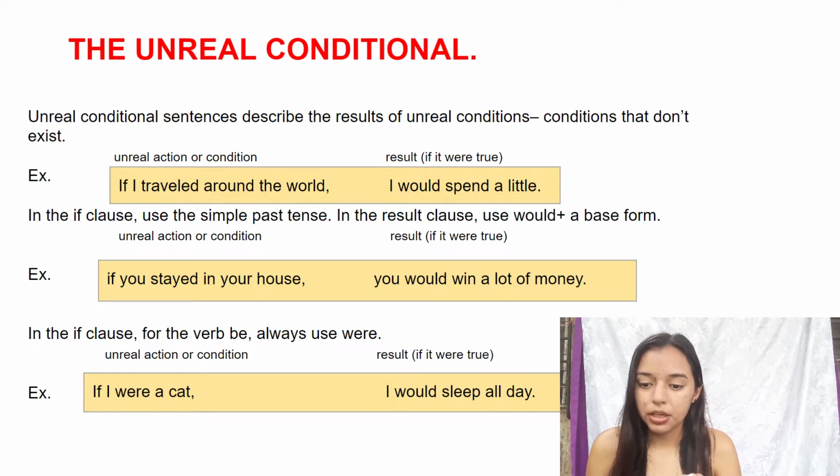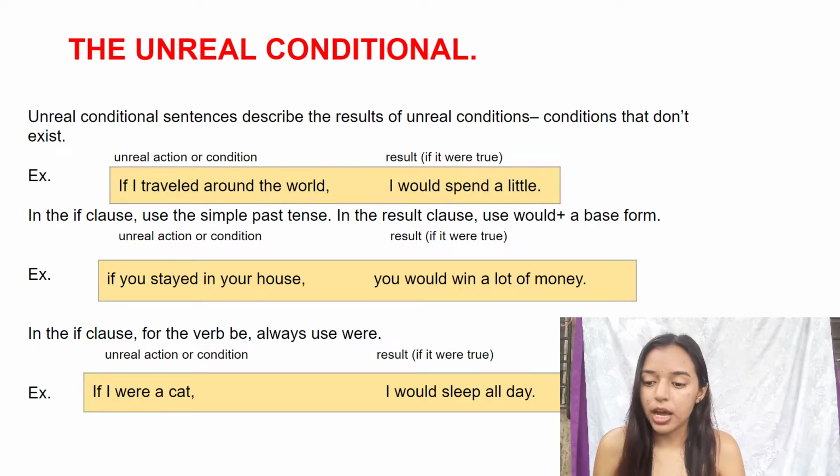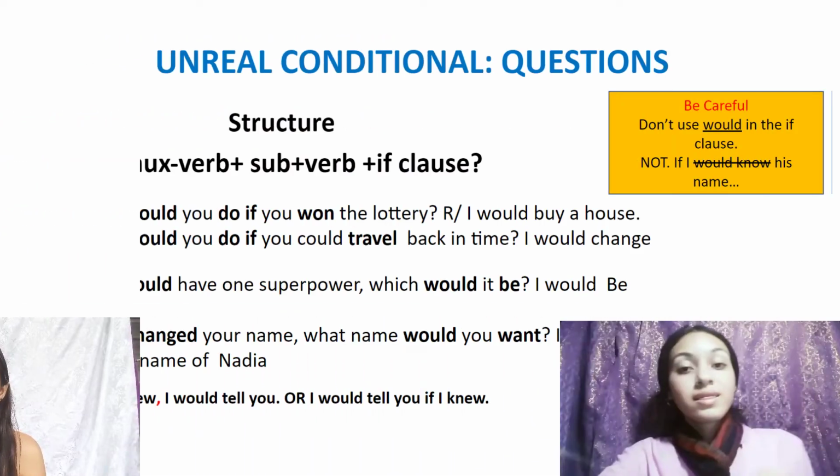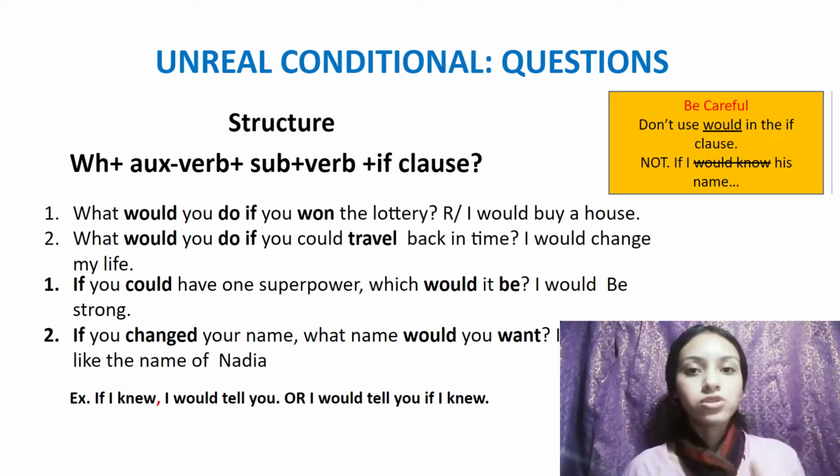For example, if you stayed in your house, you would win a lot of money. In the if clause, we have the verb in simple past, and in the result we have would, and then the verb in the base form. And finally, in the if clause for the verb be, always use were. We have this example: if I were a cat, I would sleep all day. So in the unreal action or condition, we have the verb be, but always use were.